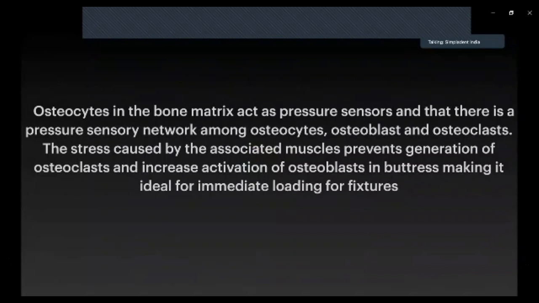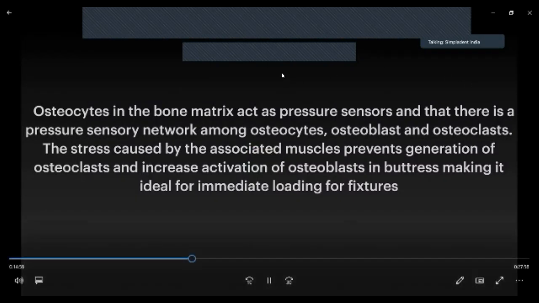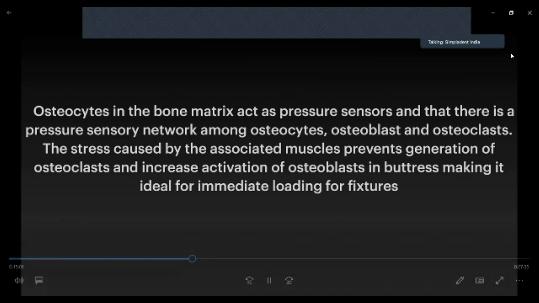But what is the importance of buttress engagement? If bone remodeling happens, first the osteoclasts will be there and then the osteoblasts. But the signal is sent by the osteocytes only. In the buttresses, osteocytes in the bone matrix act as pressure sensors, and there is a pressure sensing network among osteocytes, osteoblasts, and osteoclasts. The stress caused by the associated muscles prevents generation of osteoclasts and increases activation of osteoblasts in buttresses, making them ideal for immediate loading of the fixture. And buttresses are also always attached by the muscles.